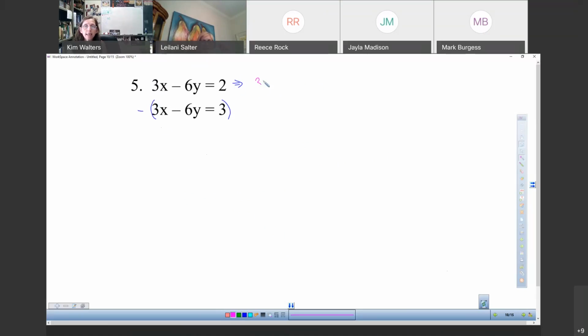I'm going to have 3x minus 6y is equal to 2. Notice though that when I multiply the second one by a -1, I have -3x plus 6y is equal to negative 9. And so now when I add these together, I eliminate my x's, I eliminate my y's, and I get 0 on the left-hand side, and I get negative 7 on the right-hand side. And the last time I checked, 0 was absolutely not equal to negative 7. So this is a false statement.